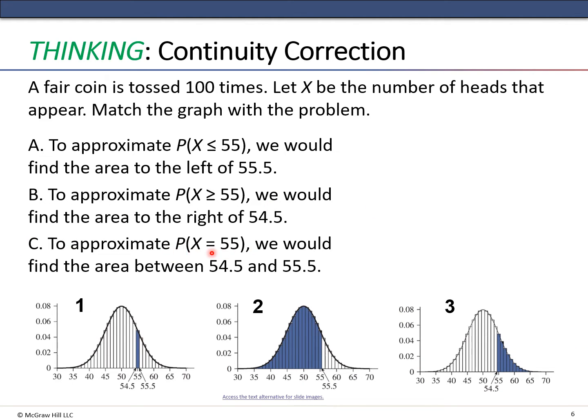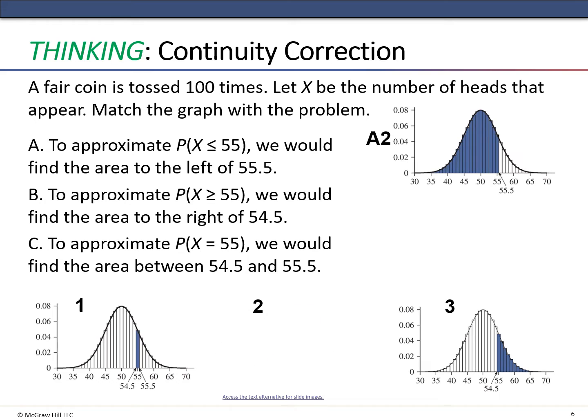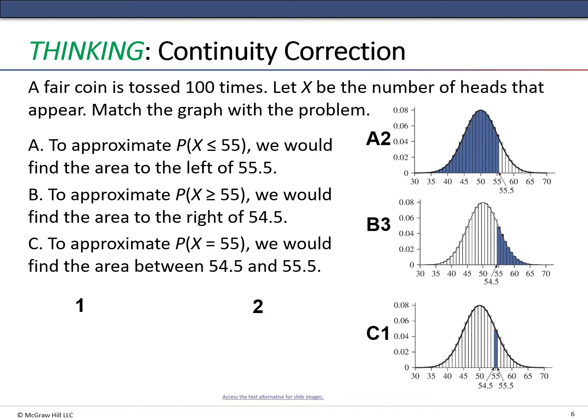To approximate the area where x equals 55 exactly, we would find the area between 54.5 and 55.5, as you can see in Table 1. Again, here we would find those two z-scores. We would find the area for the z-score at 55.5, then find the area at 54.5 and subtract them like we did in the last problem. And so here these are lined up so you can see the answers exactly.